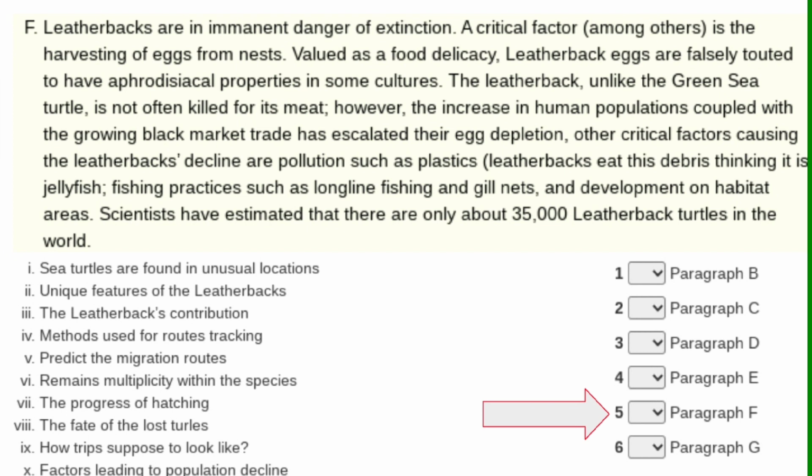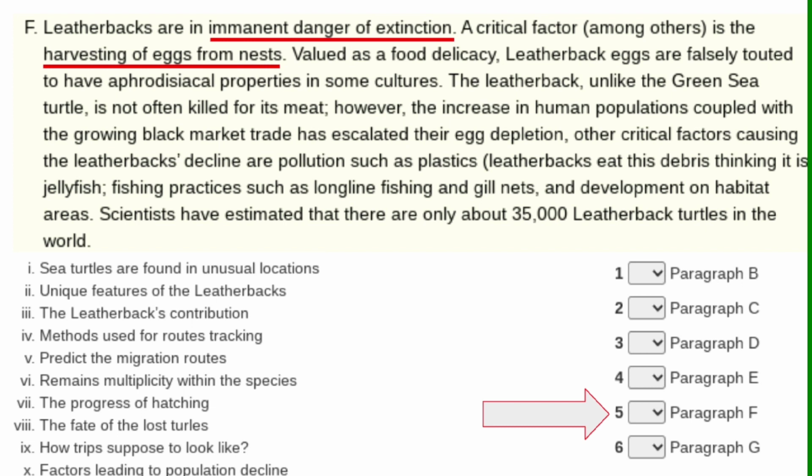Leatherbacks are in imminent danger of extinction. So here, the paragraph is starting saying that the leatherback turtles may all die. There may be no more leatherback turtles in the future. Now, as we read on, a critical factor among others is the harvesting of eggs from nests. So here it's giving us a reason why they may all die, why they may all be gone, why they may all be extinct.